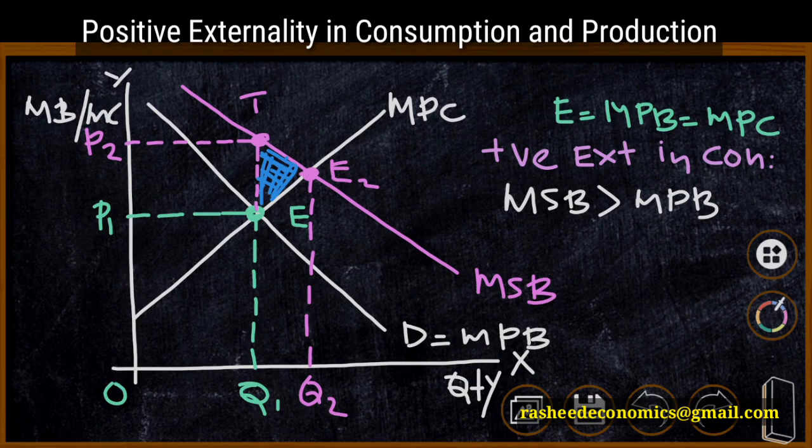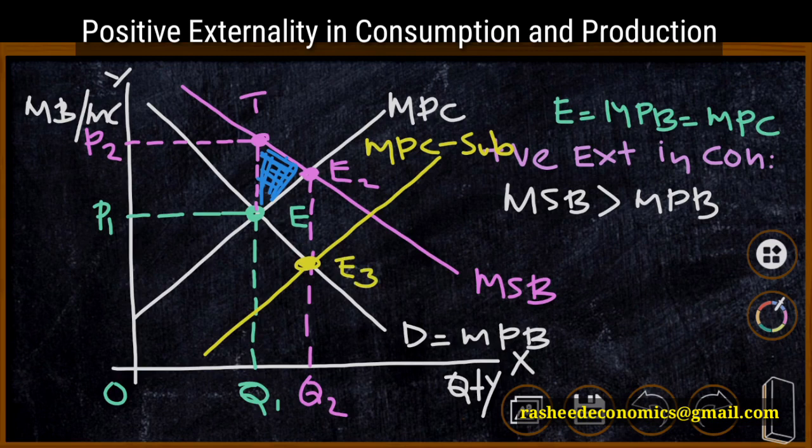Suppose the government is giving a subsidy to reach allocative efficiency, there will be a new marginal private cost curve. There will be a reduction in the marginal private cost curve. This marginal private cost curve will be like this: marginal private cost minus subsidy. After the subsidy, the new marginal private cost curve is this, and we will have an intersecting point E3 where marginal private benefit is equal to marginal private cost, and the economy will reach OQ2 quantity at a lower price. This is possible through the intervention by the government.